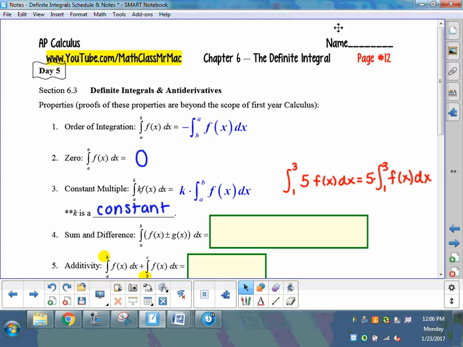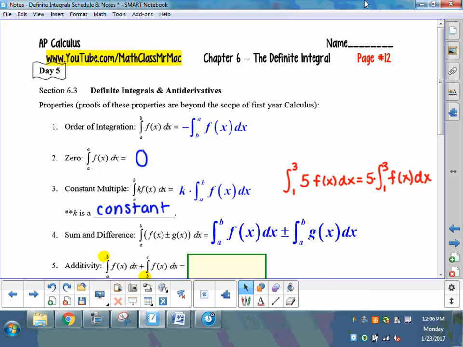Now, if there's a sum or difference of two different functions, you can write it out as two separate integrals. The integral from a to b of f of x, plus or minus the integral from a to b of g of x. So you can separate an integral out if there's addition or subtraction, and if there's a multiplier in front, you can put that multiplier out front. Take a look at the next one for number 5. Questions on these first 4?